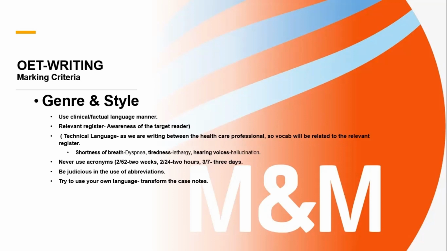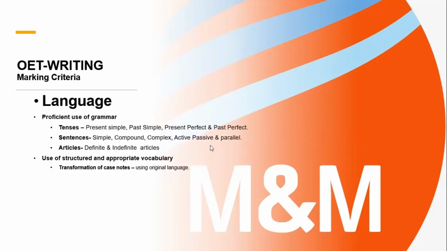Abbreviations can be used, but do not use them hourly, right? So this is about the genre, and the last criteria part is the language part. As you can see, the letter normally reflects the sequence of events that happened at different times. So according to that timing, you have to map your letter using different formats of sentence and tense structures.